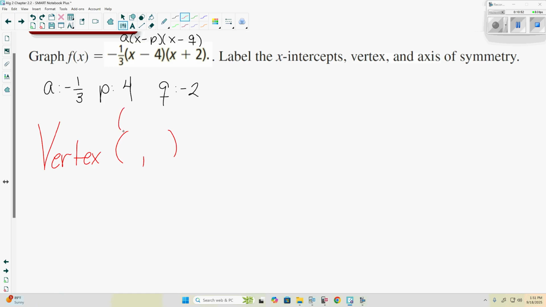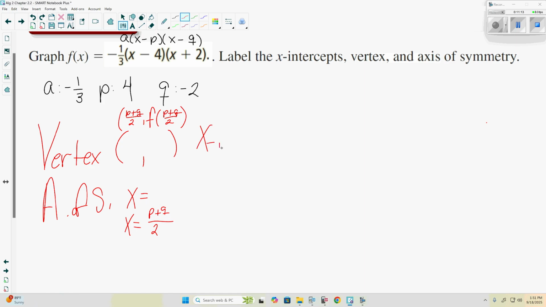Vertex: P plus Q over 2, comma, F of P plus Q over 2. Axis of symmetry: x is equal to, in the same form, P plus Q over 2. X-intercepts: P comma 0 and Q comma 0. So since we do have the values of P and Q, one of our intercepts would be 4, 0, and the other would be negative 2, 0, because we're just plugging in the values of P and Q.